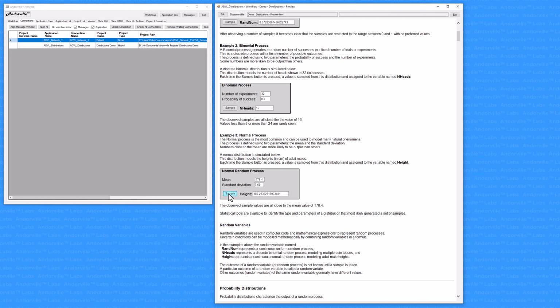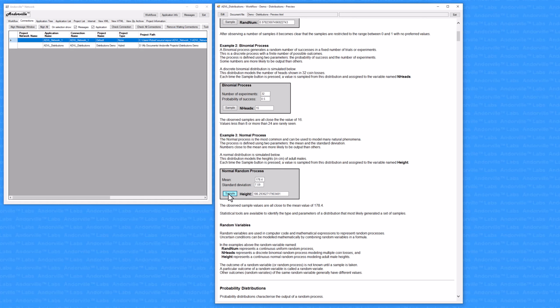Random variables are used in computer code and mathematical expressions to represent random processes. Uncertain conditions can be modelled mathematically by combining random variables in a formula. In examples above, the random variable named randNum represents a continuous uniform random process. N heads represents a discrete binomial random process modelling multiple coin tosses, and height represents a continuous normal random process modelling adult male heights.